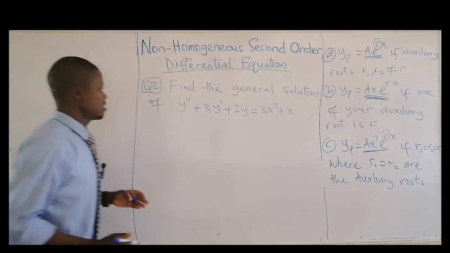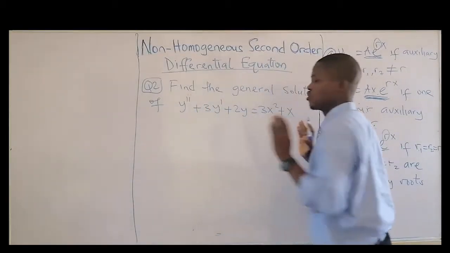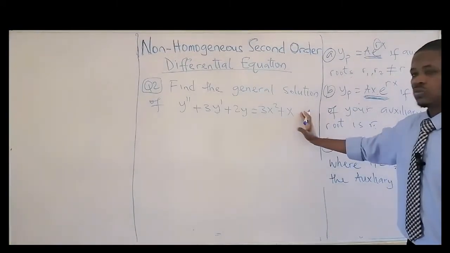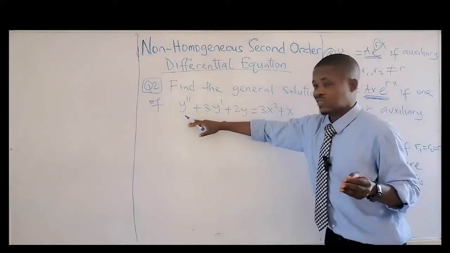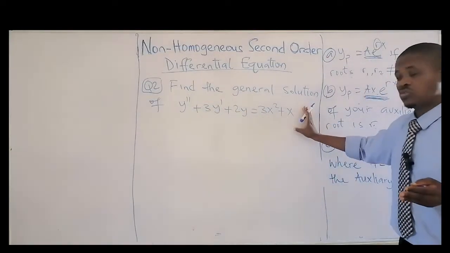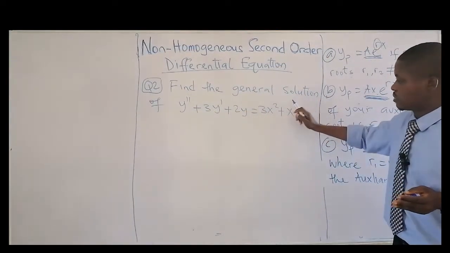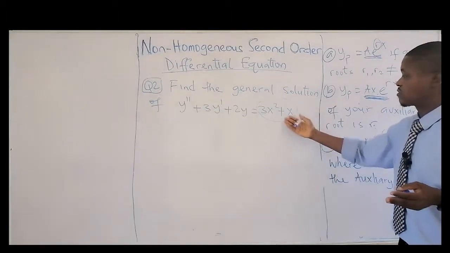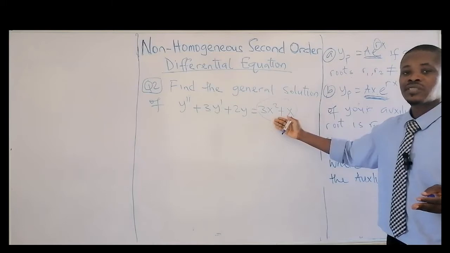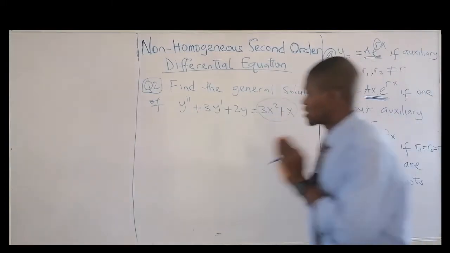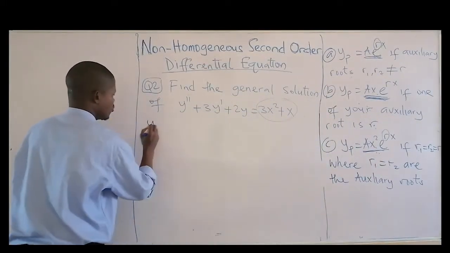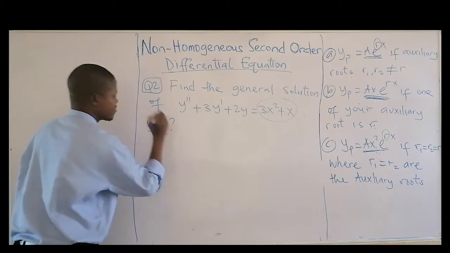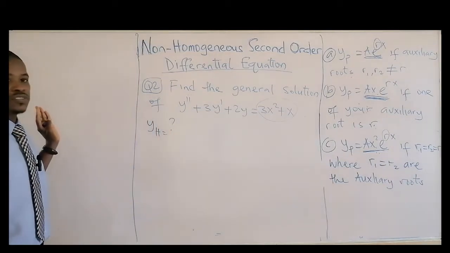Find the general solution of this. If you check this one, you realize that this is non-homogeneous. It's not equal to 0. Your second order differential equation is not equal to 0, it's equal to a polynomial, let me say quadratic, in this form. So this is your f of x. What we'll do first, the target is to get the homogeneous parts. That's what we're going to do first.